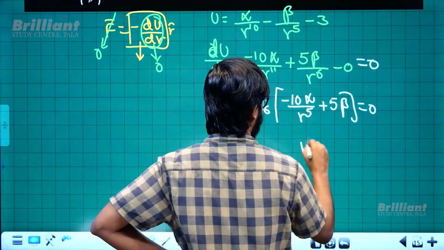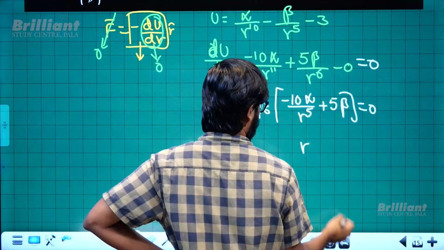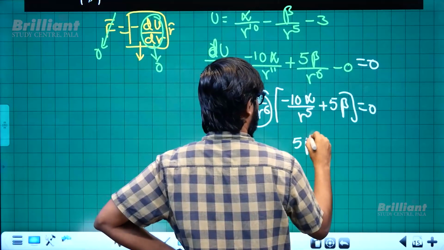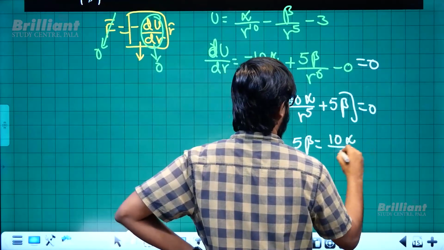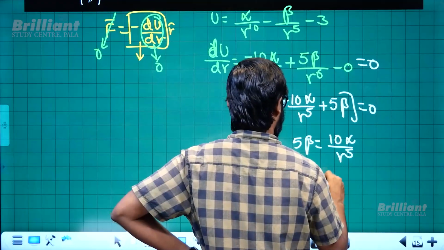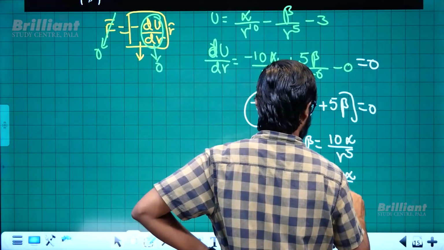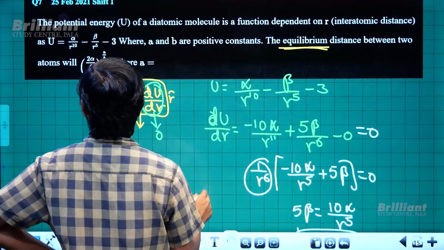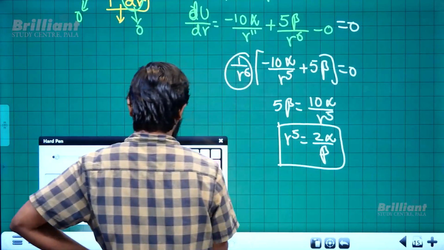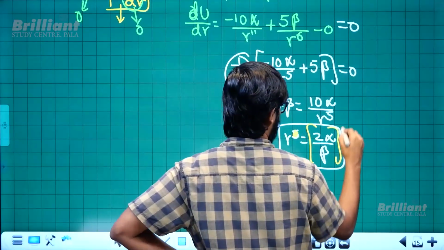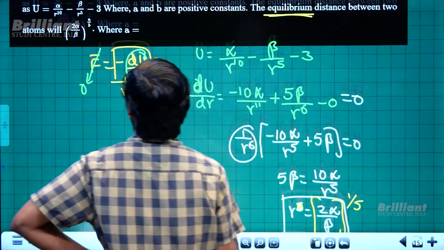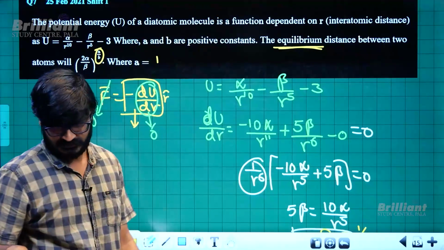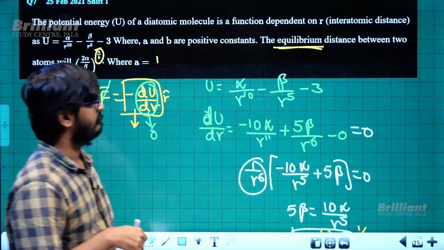So from there I will be getting 5 beta. Yeah, this root need not be calculated because that is infinity. So when you go with the other root, 5 beta equals 10 alpha by r power 5. So r power 5 is 2 alpha by beta. So r is 2 alpha by beta whole power 1 by 5. So A is 1. 7th one. Yes. Going to the next question.